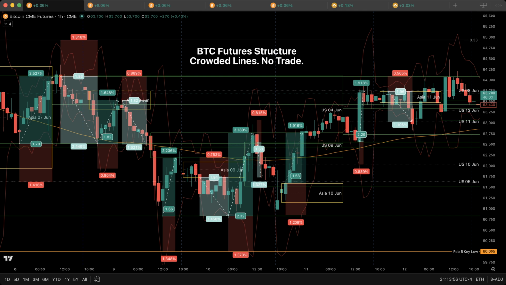The market has already spent the week inside crowded memory. Asia boxes and US boxes keep pressing into the same region. Compression appears. Expansion appears. Overlap appears. Then compression appears again. That is not clean trend behavior. That is a field of repeated tests. The closer the lines become, the harder execution becomes.